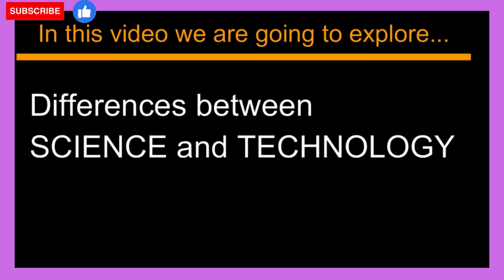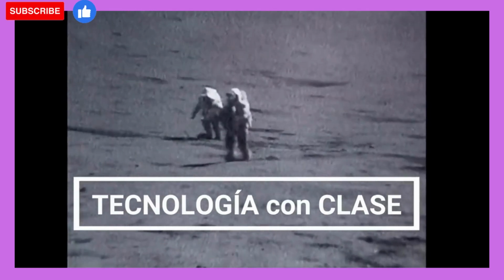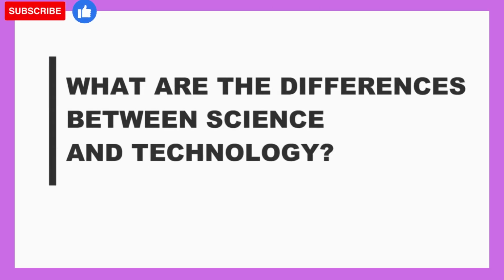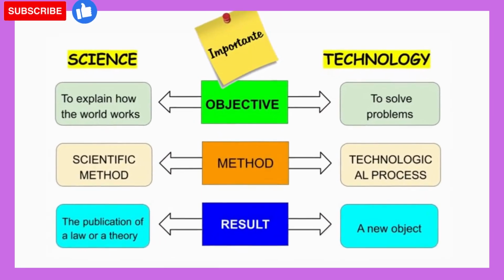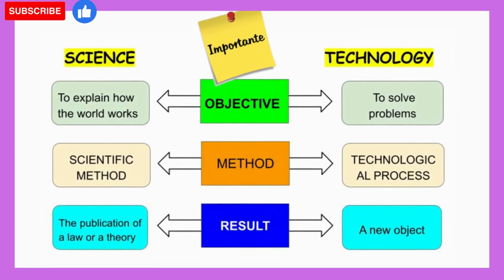Because technology and science are actually very different things. So let's begin. What are the differences between science and technology? This table clearly illustrates the differences. As you can see, the objective, the method, and the results are different for science and technology.